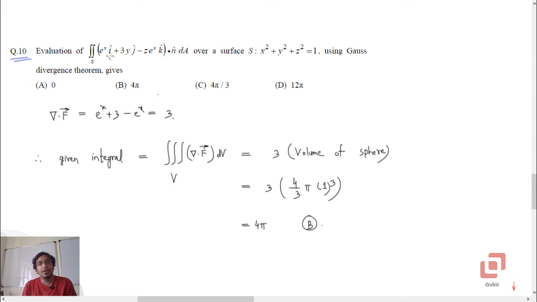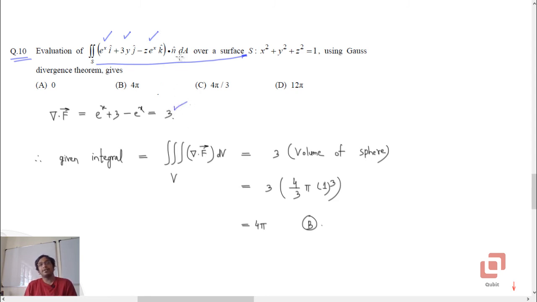Evaluation of the double integral of e to the power x i cap plus 3y j cap minus z e to the power x k cap dot n cap dA over a surface S, which is a unit sphere centered at origin, using the divergence theorem gives 0, 4 pi, 4 pi by 3 and 12 pi. Because the problem itself is telling us to find this by the divergence theorem, we'll first take the divergence of this. It is going to be e to the power x plus 3 minus e to the power x, which will be 3 itself.